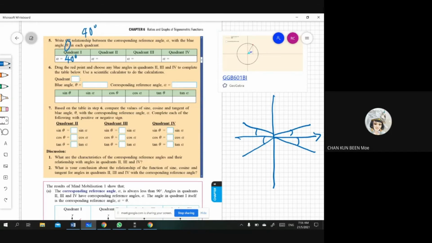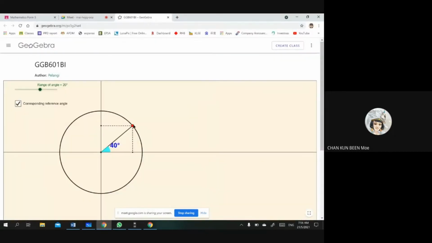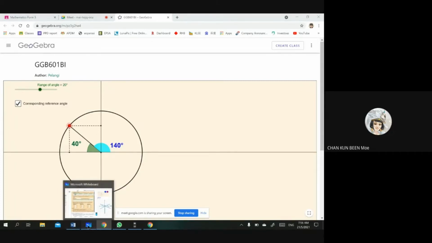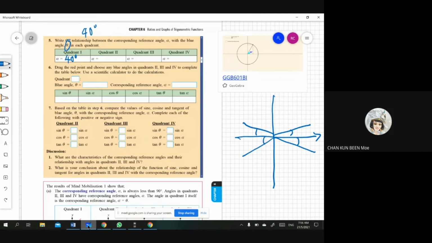It is the same. And then when I move to quadrant 2, the same thing here. So you can see this part is 140. This is 40. Okay, so same thing over here for the alpha. In quadrant 2, how do I get the 40 degrees? Actually, it is 180 degrees minus 140 degrees. So I get 40 degrees.